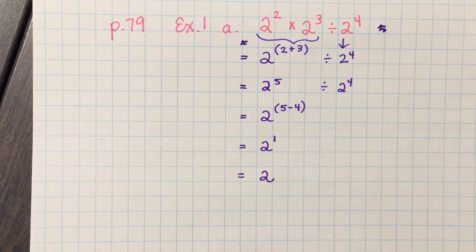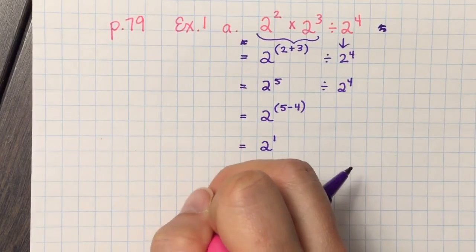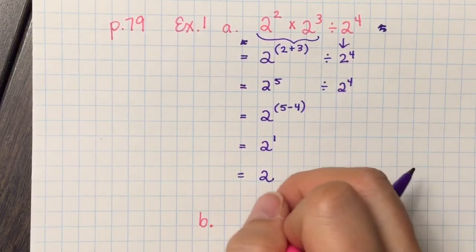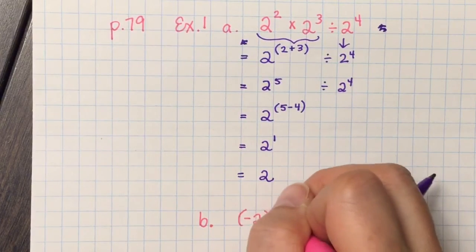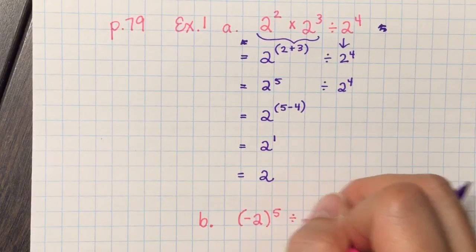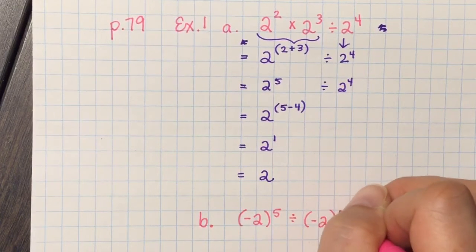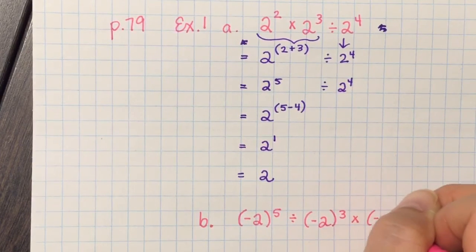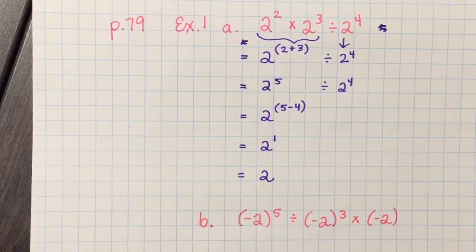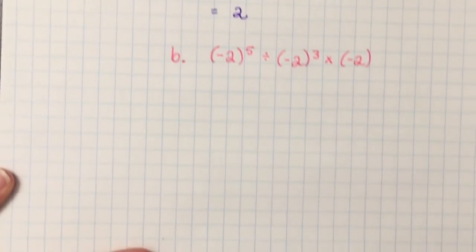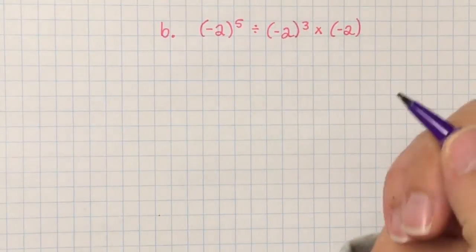Right on. Because you notice how it had the word evaluate at the top? That means we actually want to find the answer. Okay? Example B. Let's try the next one. It says minus 2 to the 5th divided by minus 2 cubed times minus 2. Okay, I'll scroll that up. Let's try this out.